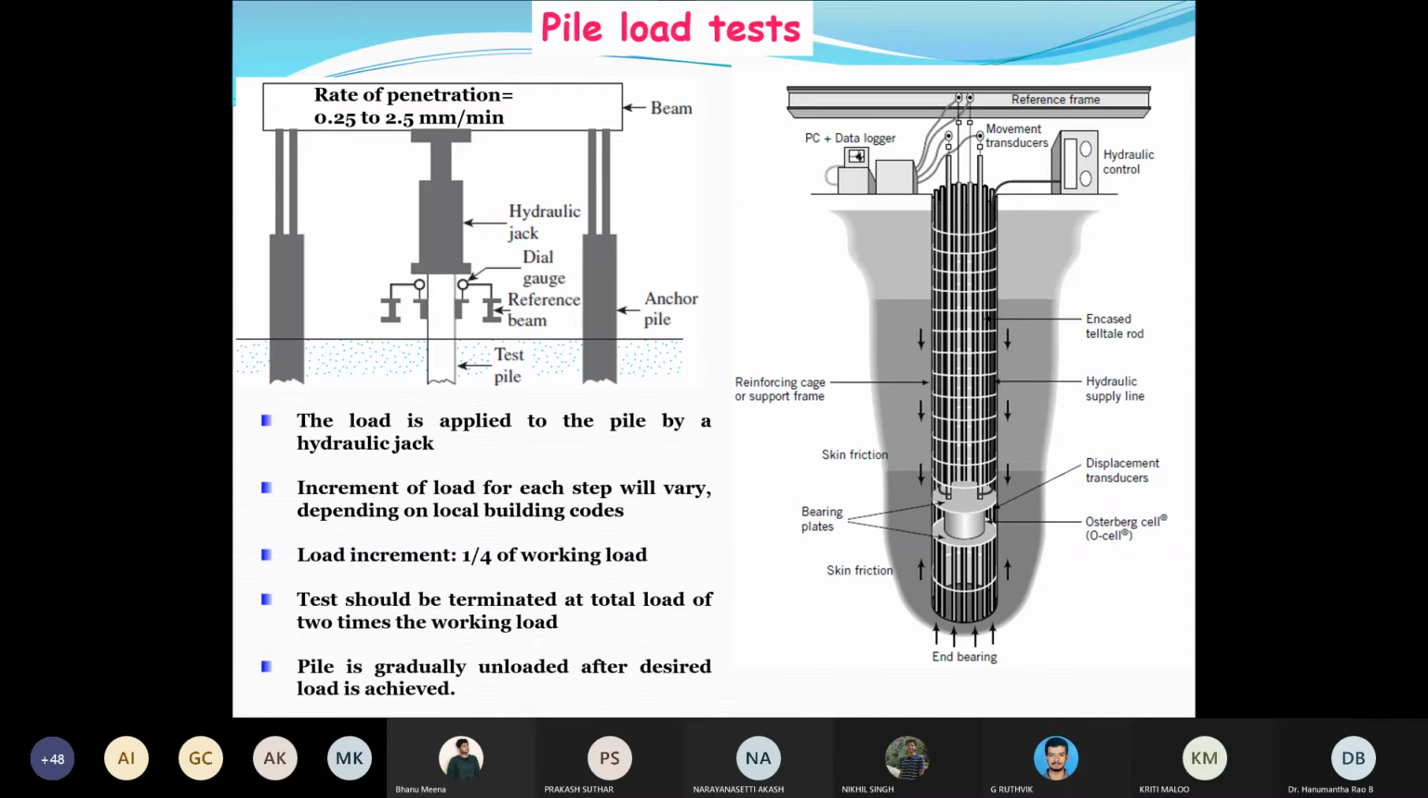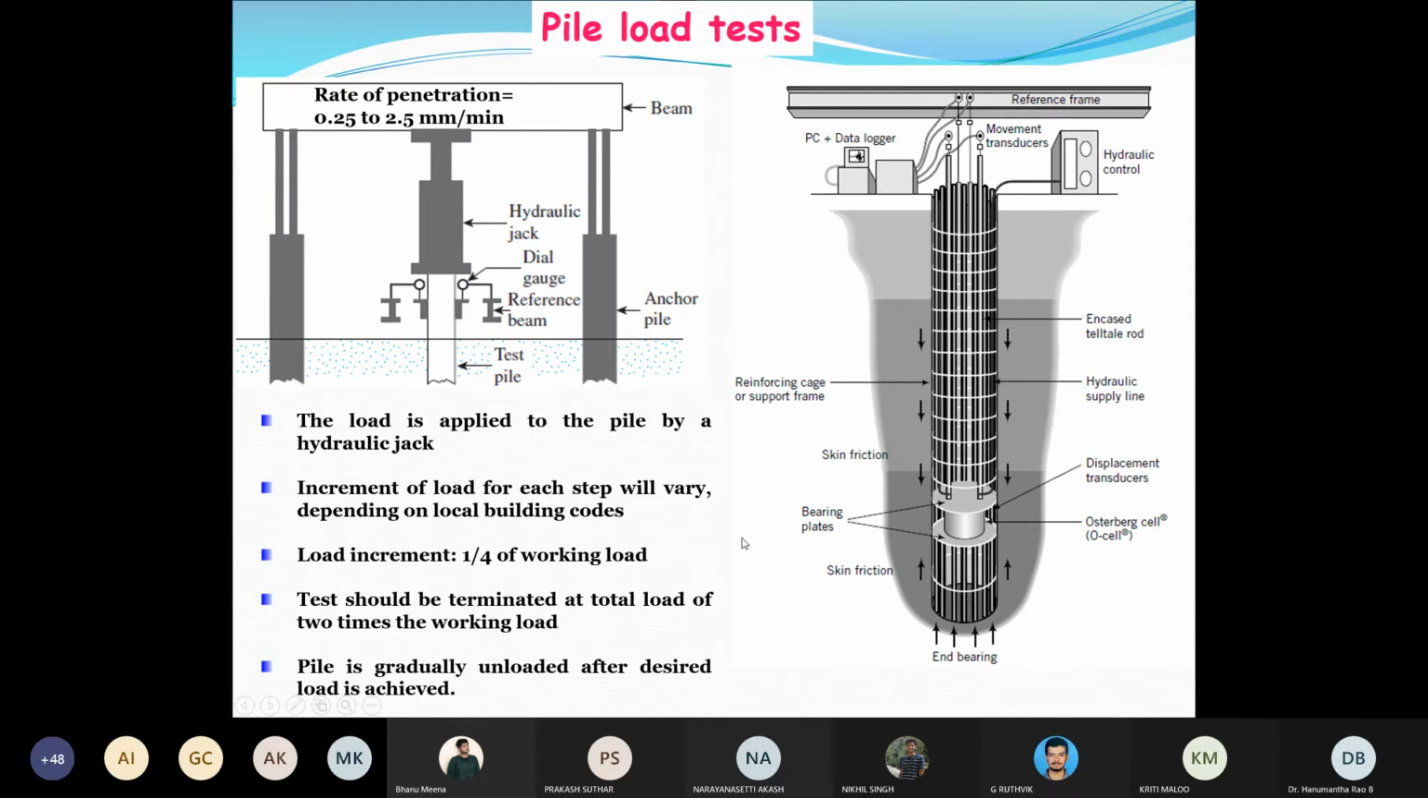So we literally do not have any idea how long a particular load shall be maintained. But the guideline says that it should be maintained until 3 consecutive deformation readings become constant, and the test should be terminated at a total load of 2 times the working load. So the final step of increment load shall be 2 times the working load, and the pile is gradually unloaded after the desired load is achieved.